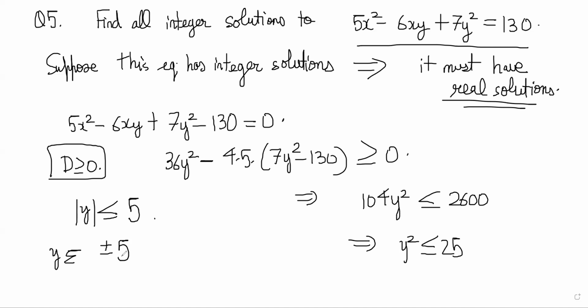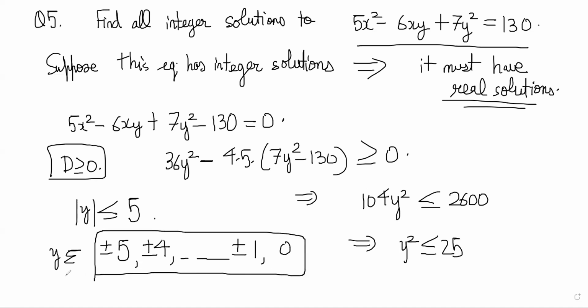Minus plus 5, plus minus 4, and so on, plus minus 1 and 0. These are the possible values of y that you will get. How are we getting it? We said that since integer solutions are possible, there must be real number solutions. And if real number solutions are there, this is a quadratic type of equation, so we can write a condition on the discriminant. And from there, we get an inequality on y.